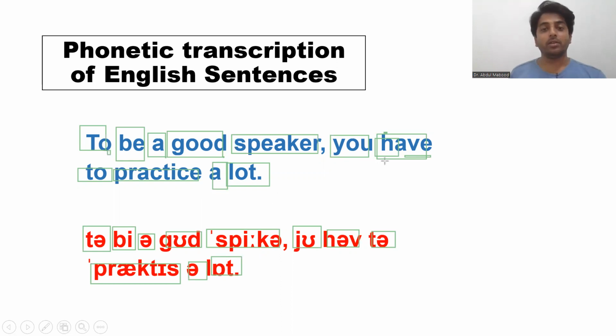Now the word to, here the word to, TO, to, oh, I cannot put O. How to write O here? Fine. To, the phonetic transcription of this word is two, but here it is not two but t, t, t. So to be a good speaker, you have to practice a lot.